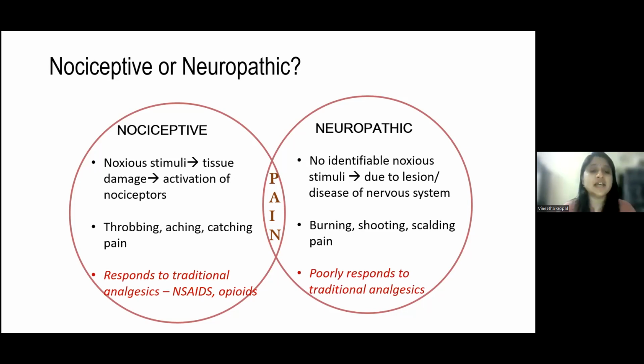So basically, why I have put this slide is the response to analgesics, especially opioids. Very often this happens in our wards that even after giving strong opioids, the patient is not having pain relief. They may point towards malingering, functional, all these kind of things. But we should know that only nociceptive pain responds to our traditional analgesics like NSAIDs or opioids. Neuropathic pain has poor response to these NSAIDs, opioids. So we have to start them on anti-neuropathic drugs. We'll come to that later.